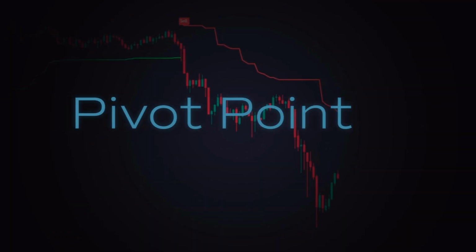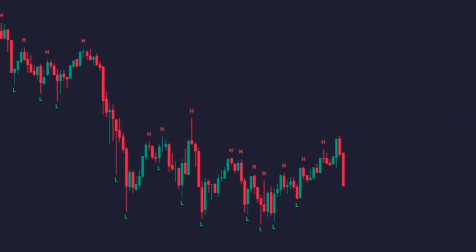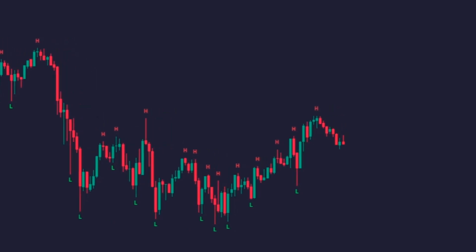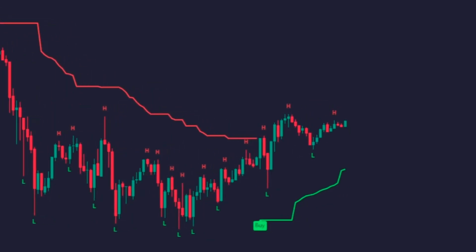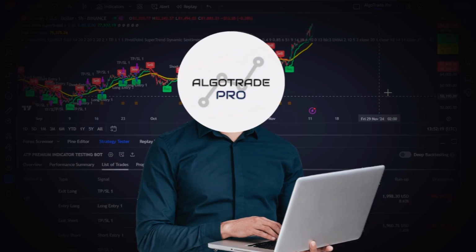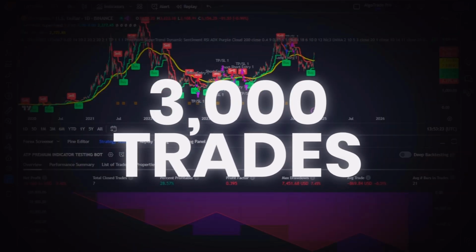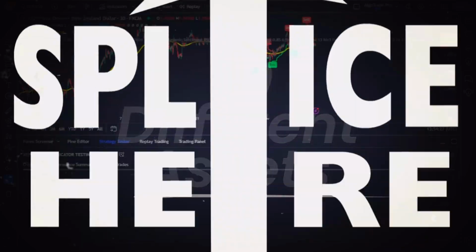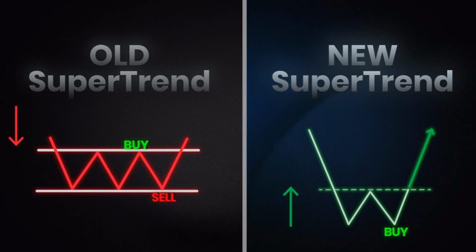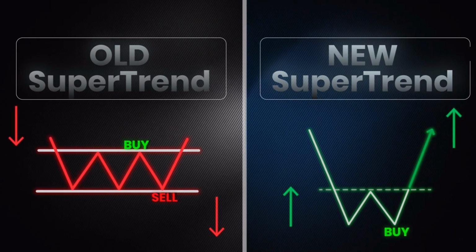Today we will explore the Pivot Point SuperTrend, an innovative indicator that combines the power of the pivot points to increase the SuperTrend's accuracy. We will test it across more than 3,000 trades and 10 different assets, and you will discover why this indicator is better than the usual SuperTrend.